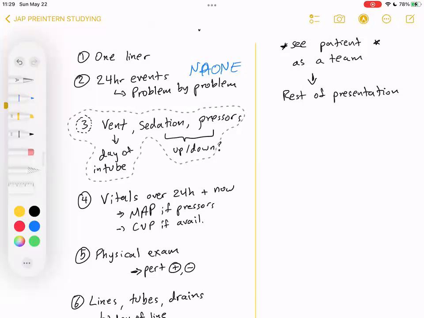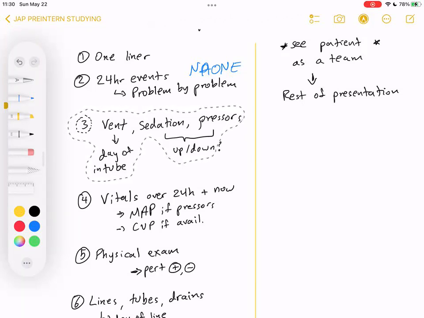Okay, the vent settings. Again, it's a whole different lecture. It's a long talk, I think. But eventually, you're going to have to know them. You're going to have to know what are the vent settings that the patient is on. Okay, and then you're going to mention the sedation. What kind of sedation the patient is on? Is it propofol, Precedex? And you also want to mention the pressors. And for the pressors and sedation, you want to mention whether things are going up or down, especially for pressors. For example, if the patient is on norepinephrine, you want to mention, is it trending up?